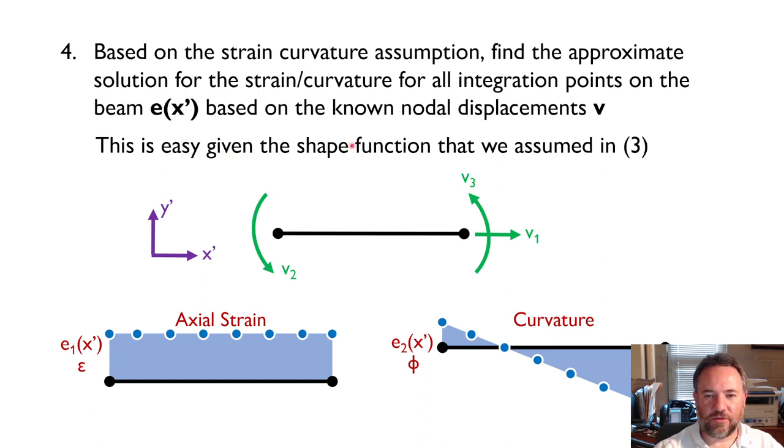Okay, so this is very easy because basically it's just saying the strain at this integration point, the axial strain is this, and so if this is the third integration point here, and the curvature is this, in this particular one it happens to be zero. So E1 is the axial strain, E2 is the curvature at that integration point.